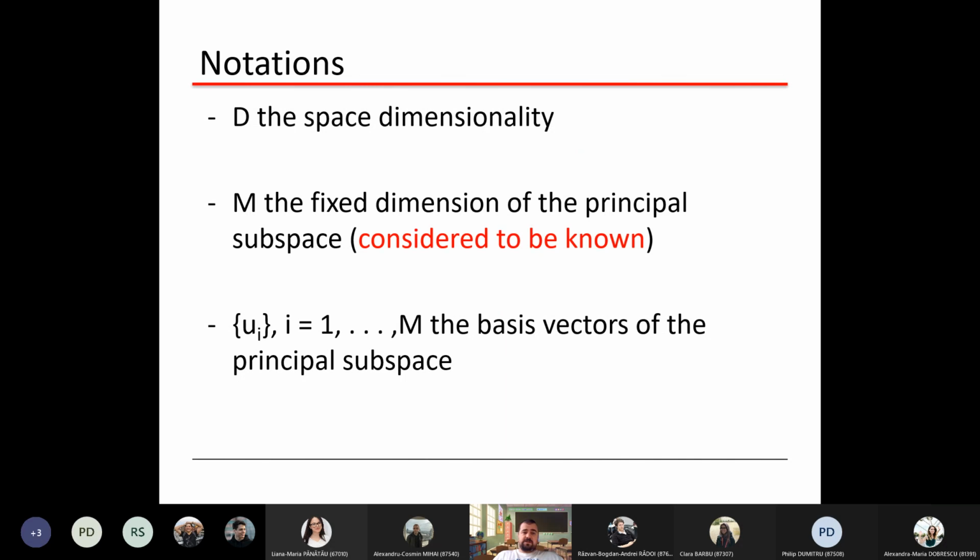So we have D as the space dimensionality, M as the dimension of the principal subspace, and initially we consider this value to be known. Toward the end of this lecture, we will see that by applying a Bayesian treatment, we can identify the value of M automatically. But for the moment, let's assume that we know M. And ui will be the basis vectors of the principal subspace. So we have M such vectors because we have dimensionality M, and the purpose is to identify these basis vectors.